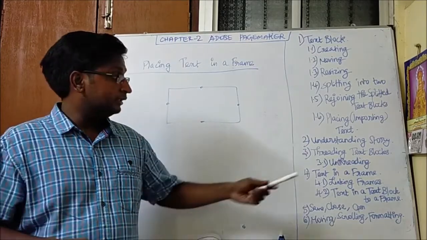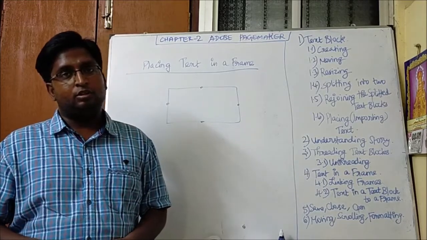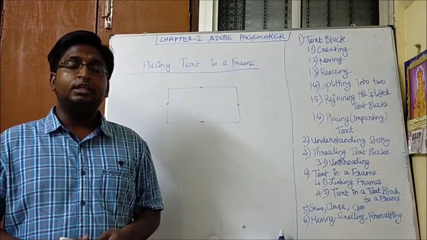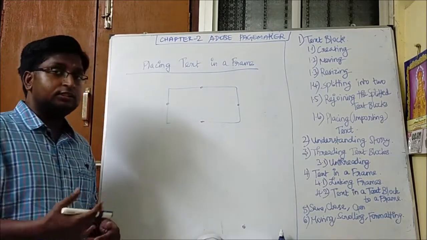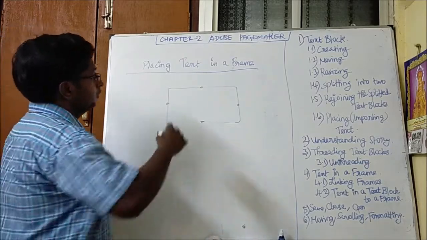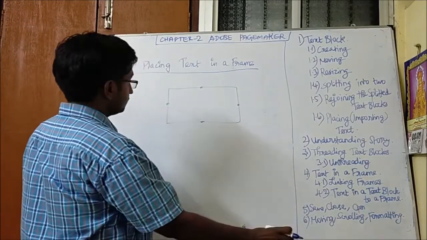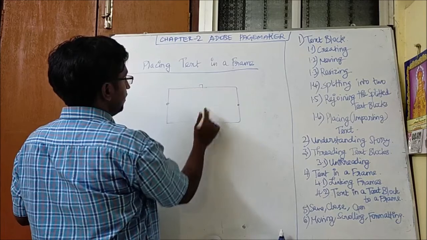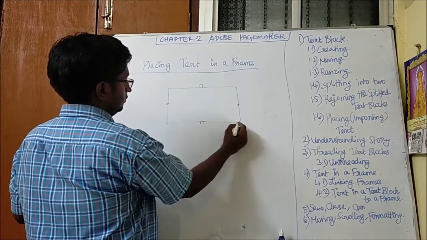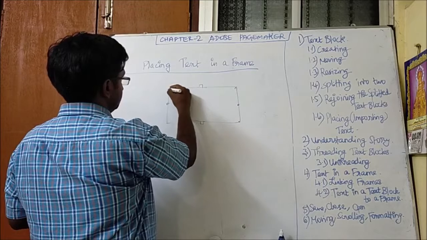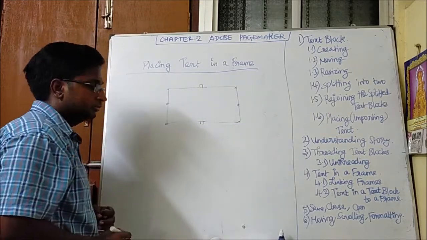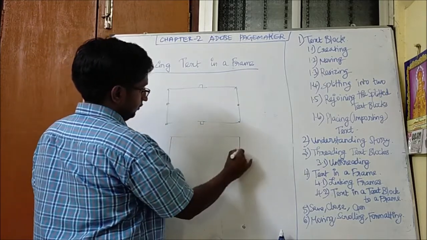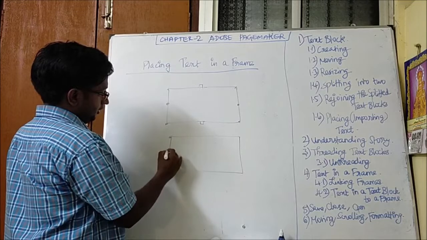So the next one is linking frames. So linking the text in a second frame. How to link the text from one frame to the other. So here we have the first frame. In this also you will be having the cap. First, we have to draw the second frame.